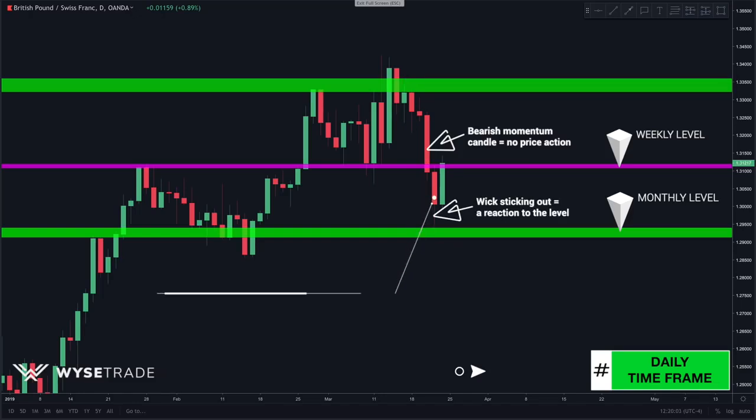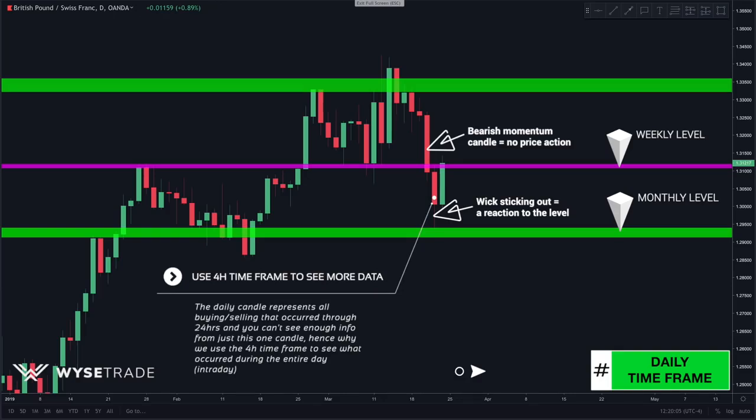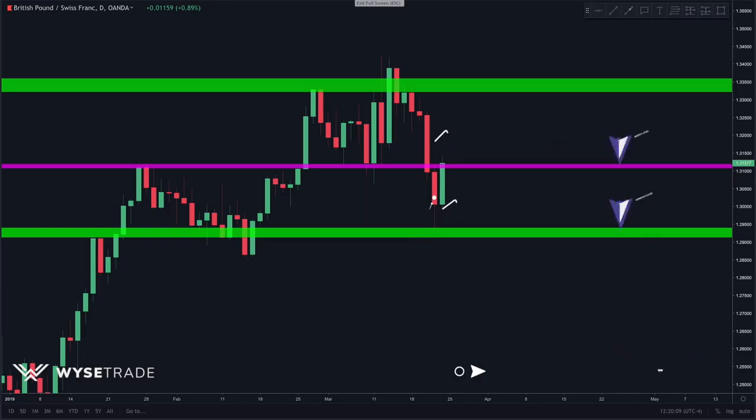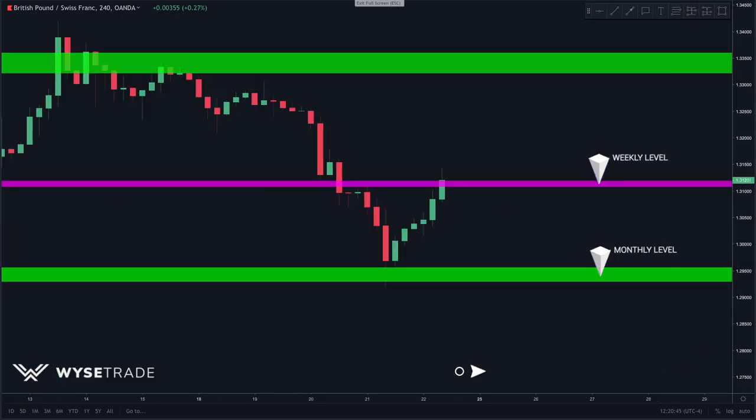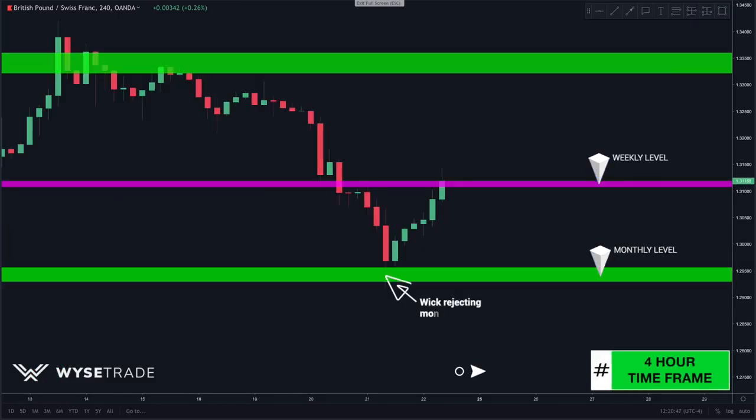Now you can take this even a step further through using the 4-hour time frame to further confirm this candle. So let's jump to that. So here in the 4-hour time frame, you had this decent rejection candle of the monthly support, followed by an inside bar, which is a reversal pattern. Now, there were many ways you could have entered on this, which we will go through in a following video.